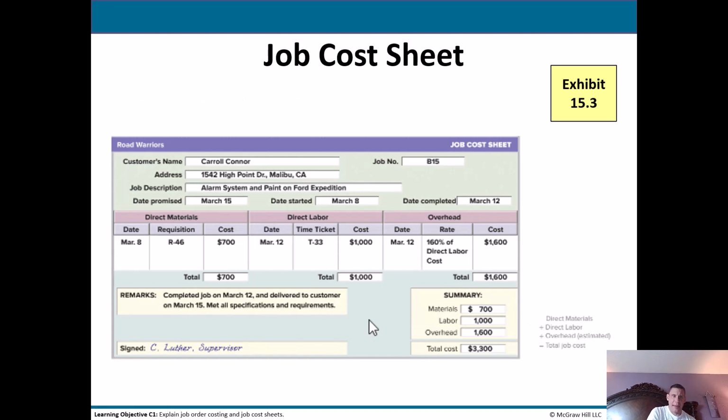All right, so this is just an example of a job cost sheet. This doesn't mean you'll see this if you go to work for a manufacturing enterprise.